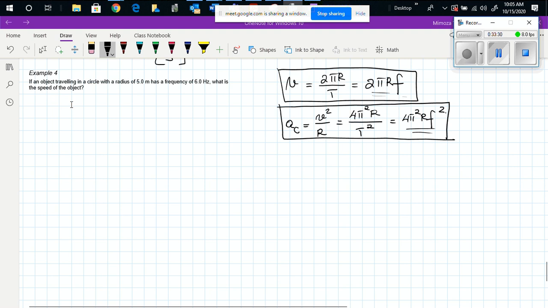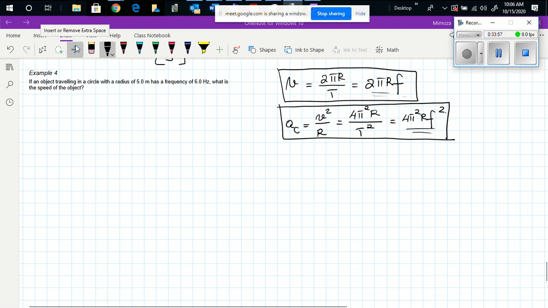Now we have a question here. If an object is traveling in a circle, does that mean the object is moving in uniform circular motion? In your mind, that should be the condition to have a uniform circular motion: force net perpendicular to the velocity is satisfied.